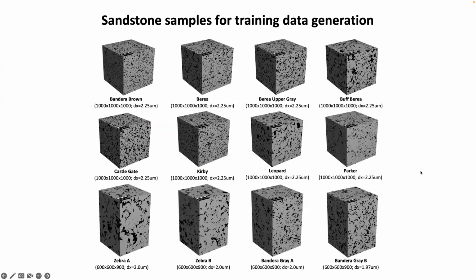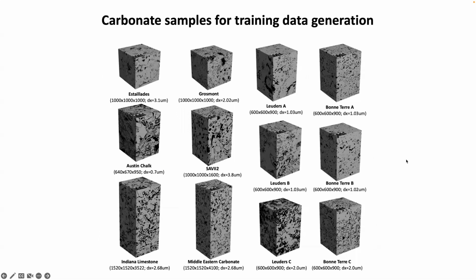Considering that microstructures of porous media vary with rock types, we train different surrogate models for Sandstone and Carbonate with 2 sets of micro-CT data. In this slide, we show the Sandstone rock samples. And in this slide, we show the Carbonate samples.